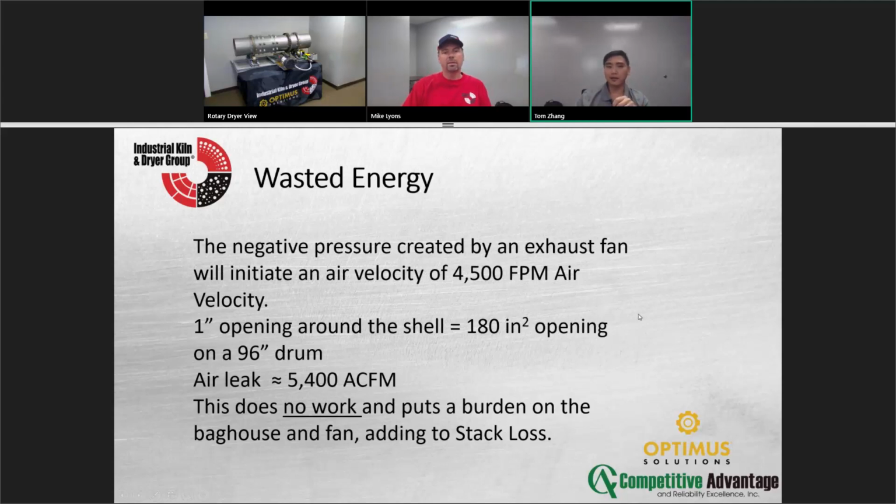This is a rough calculation. This is assuming 4,500 feet per minute of air velocity, how fast air is going into your system. If you have 180 square inches, when you divide by 12 twice to get square feet and multiply that with 4,500, you get about 5,400 ACFM. On a dryer, a 50 million BTU type of unit, you're looking at about 40, maybe 50 thousand ACFM. So this air leakage is roughly 10%, maybe 15%, and that starts to add up, especially if you're already maxing out on your fans.